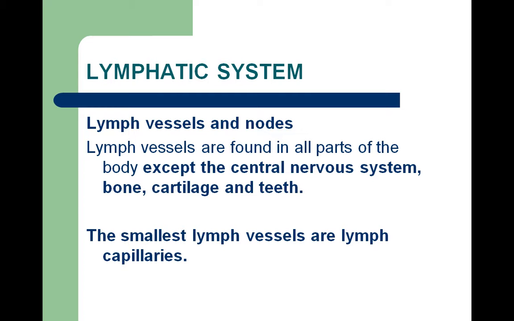So we have lymph vessels in all parts of the body except the central nervous system, which is primarily the brain and the spinal cord. Lymph vessels are also missing from bone, cartilage, and teeth.